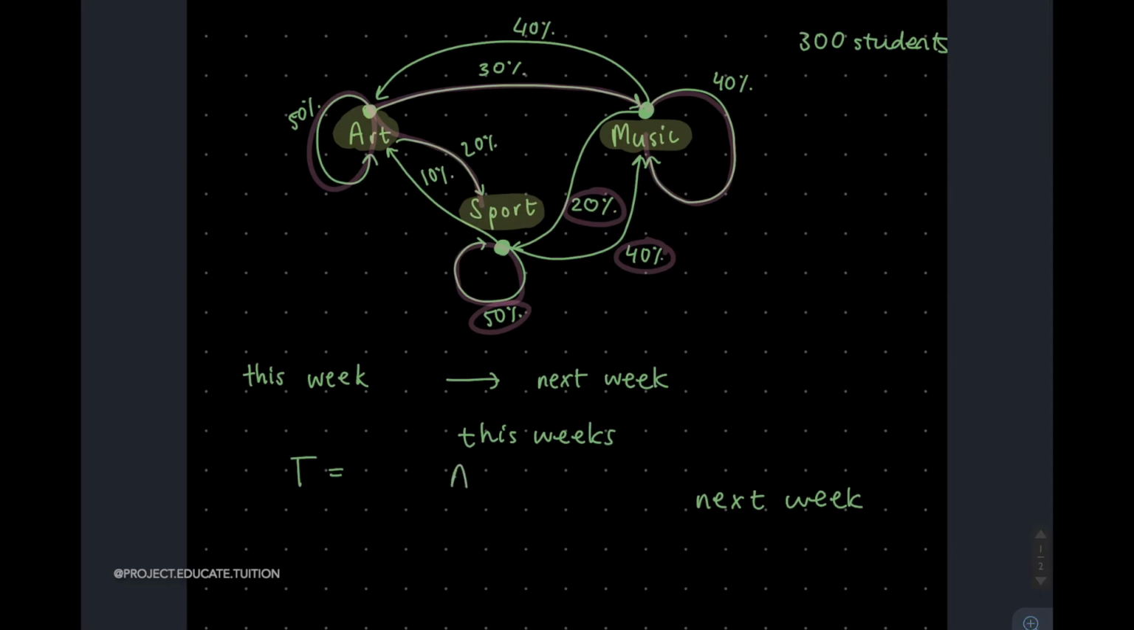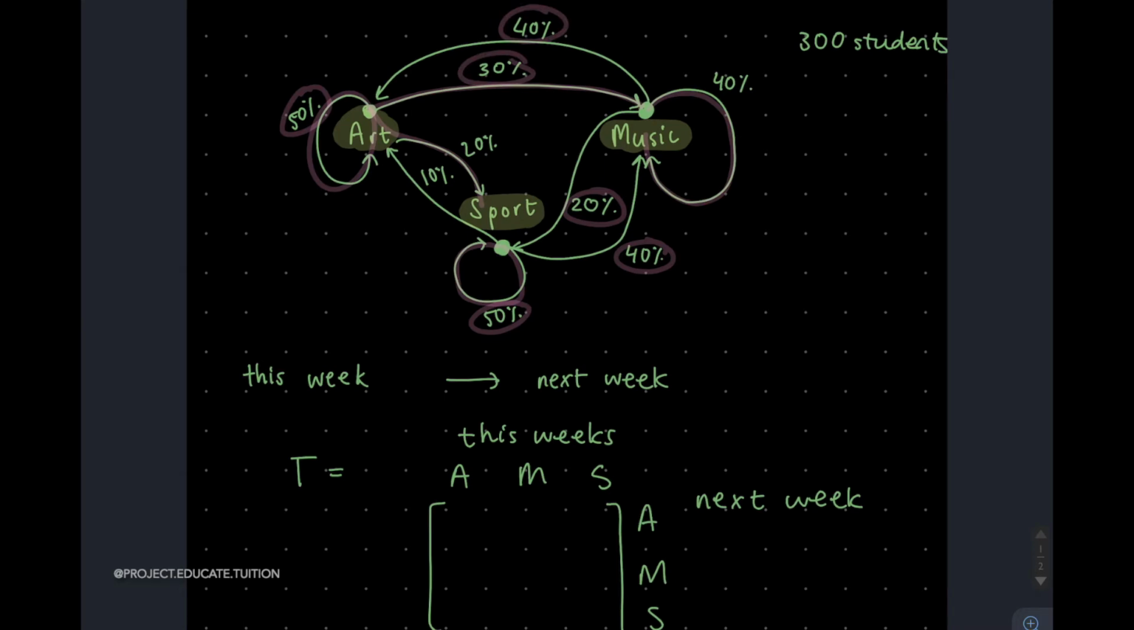So we have three categories. We've got art, music, and sport. So I'm just going to write A, M, and S to represent those values. Okay, so let's put these values here, these 50%, 30%, 40%, etc. Let's put those values into the matrix.